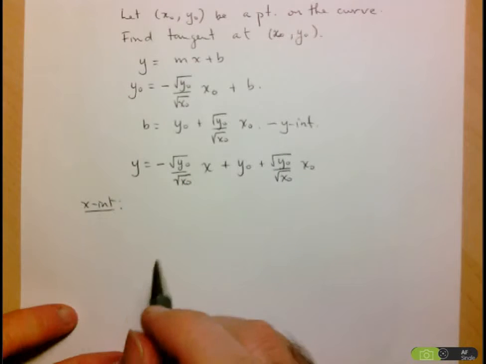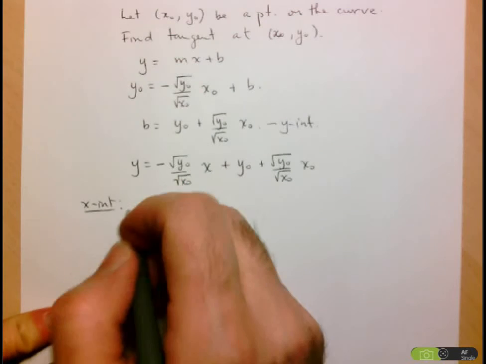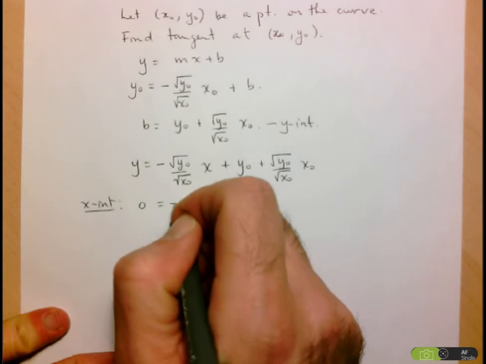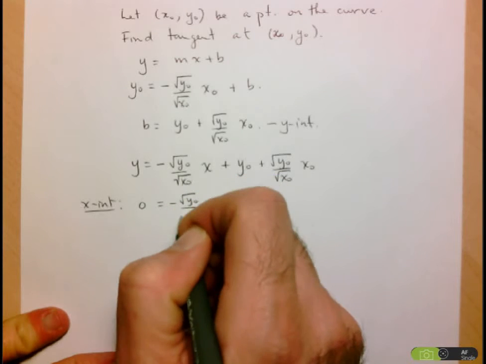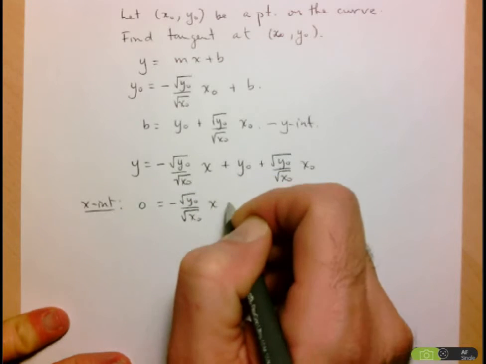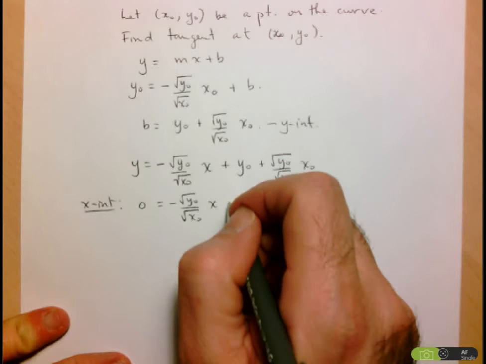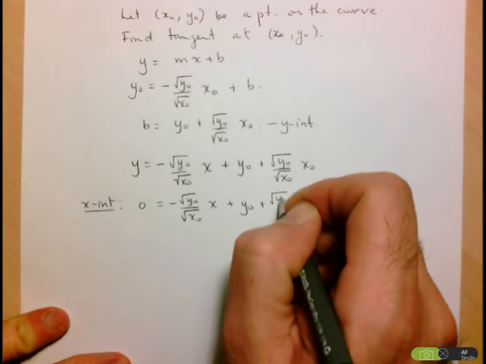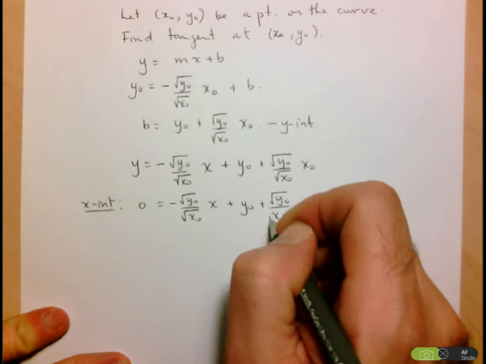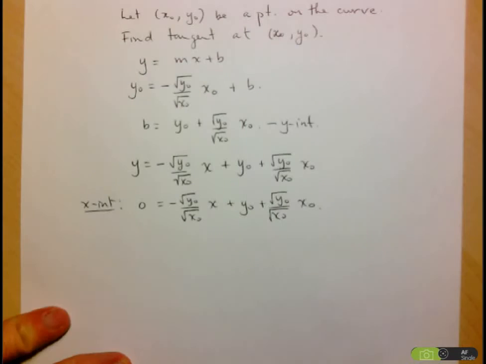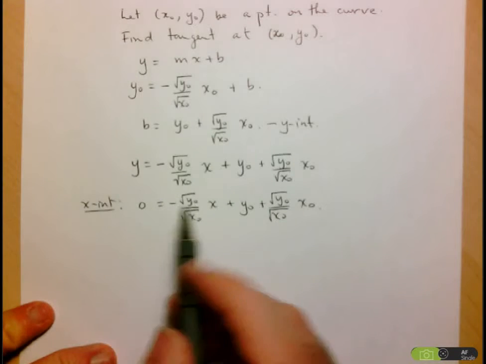Okay, and the way in which we do that is we just set y to 0. So 0 equals negative root y naught over root x naught times x plus y naught plus root y naught over root x naught times x naught. So let's bring this to the other side.